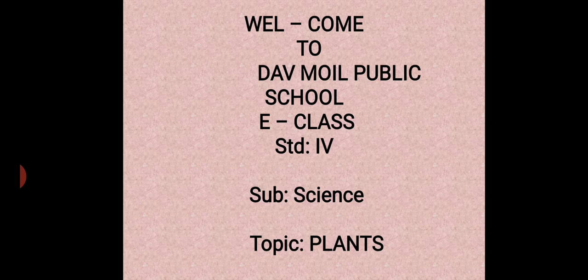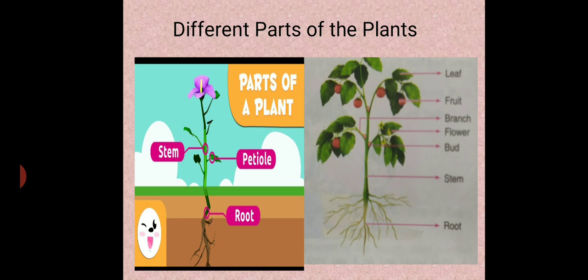Leaves prepare food for plants, fruits provide seeds for germination, roots absorb water for the plant. So these parts have different functions. There are different parts of the plants, as you can see in the picture: leaf, branches, flower, stem and roots. My dear student, here is a picture for you of a mango tree.